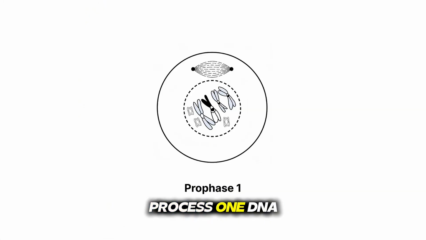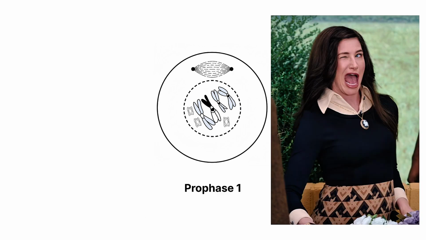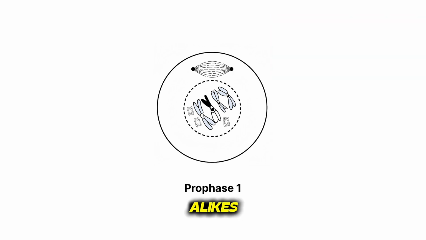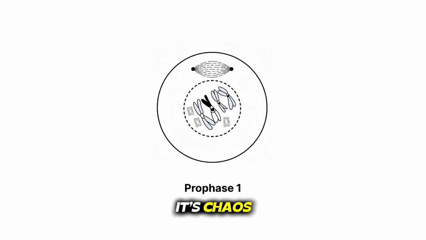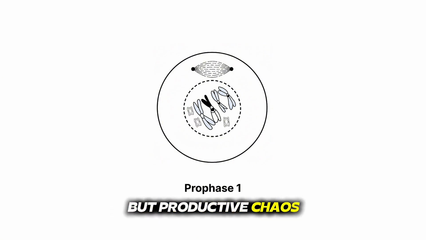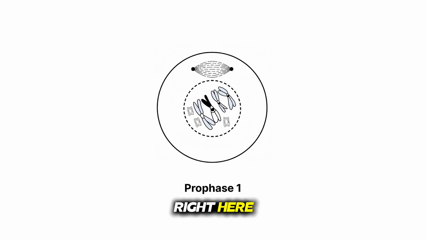Process 1. DNA Tinder edition. Chromosomes pair up with their lookalikes, homologous chromosomes. They cozy up so close that bits of DNA literally swap places, crossing over. It's like trading sneakers with your best friend. Same style, new flavor. The spindle forms, the nuclear wall disappears, and suddenly it's chaos, but productive chaos. Diversity is born right here.